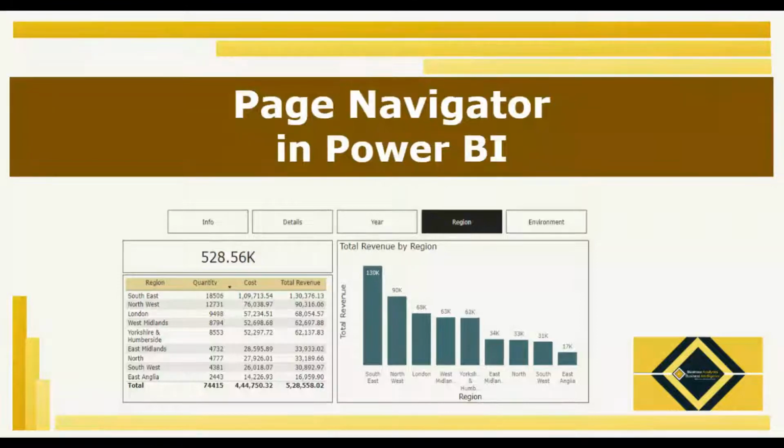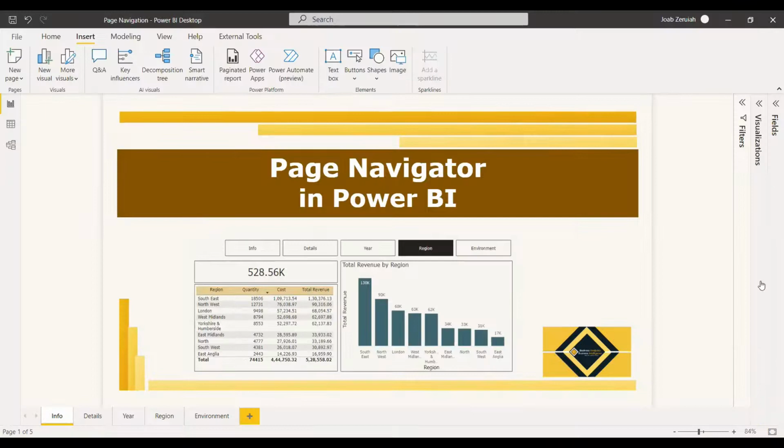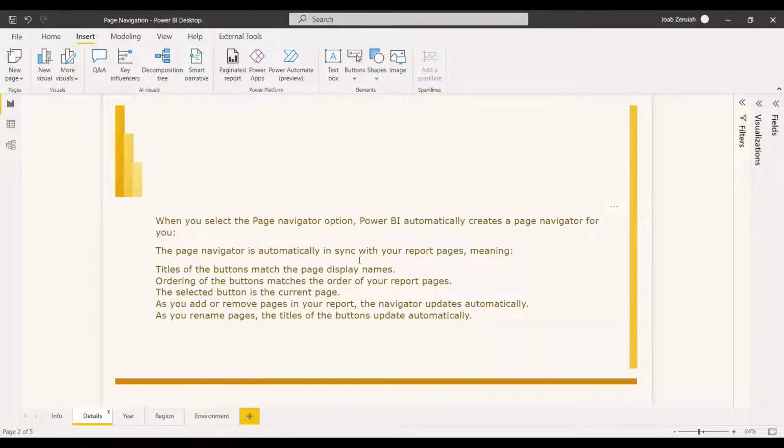Welcome everybody. This small video is about Page Navigator in Power BI. Page Navigator allows you to toggle between the report pages. If you go to the details about it, when you select the Page Navigator option, Power BI automatically creates a Page Navigator for you. So now you are having around 5 pages, and if you select the Page Navigator, Power BI will automatically provide you 5 Page Navigators with the exact name whatever we have given here.